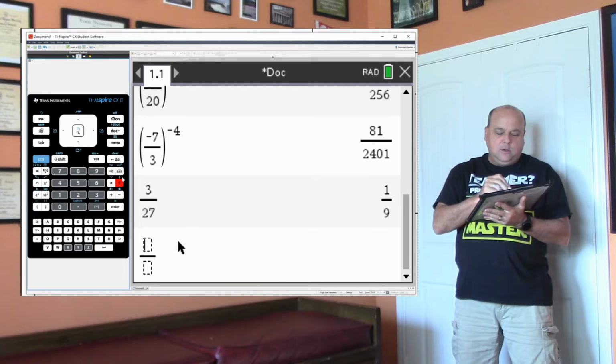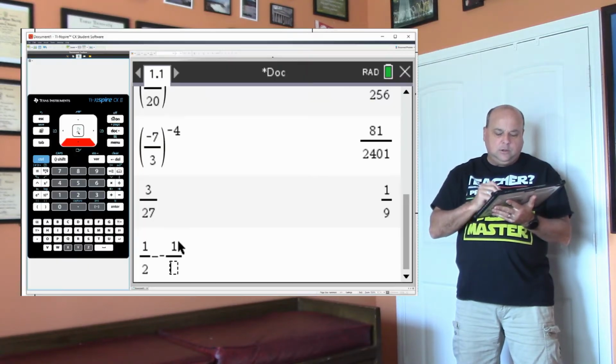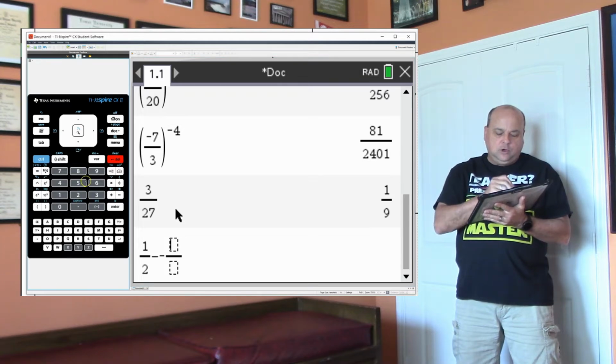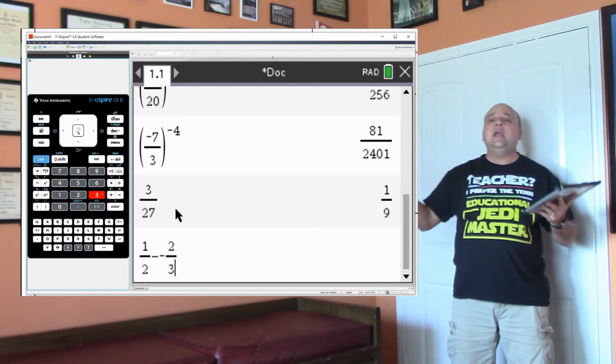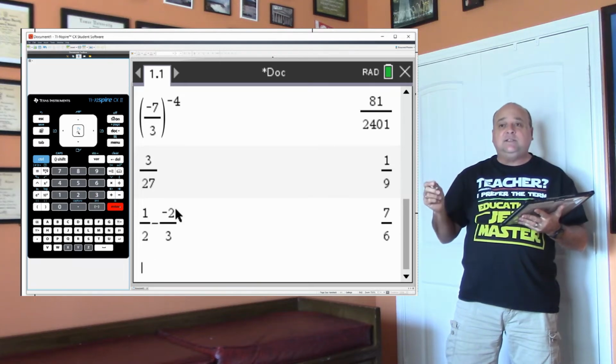Control divide, 1 down 2, right arrow button, minus, and then a negative, and then another fraction, control divide, 2 down 3. Sorry about that, I needed to make that up here a 2. So 1/2 minus a negative 2/3. If you can't do this, you've got to take the time and use the calculator. Hit enter, and we get 7/6.